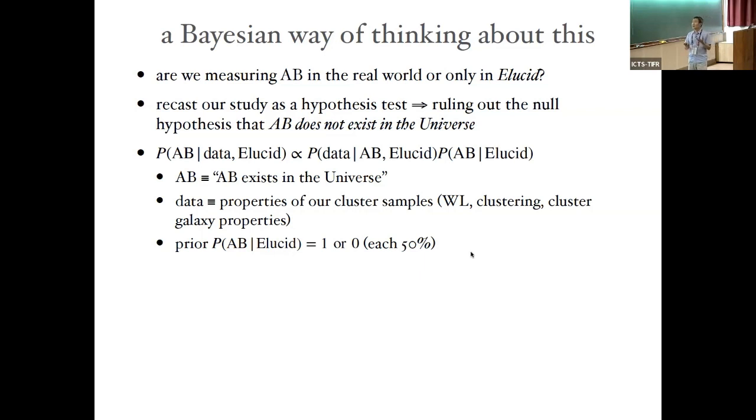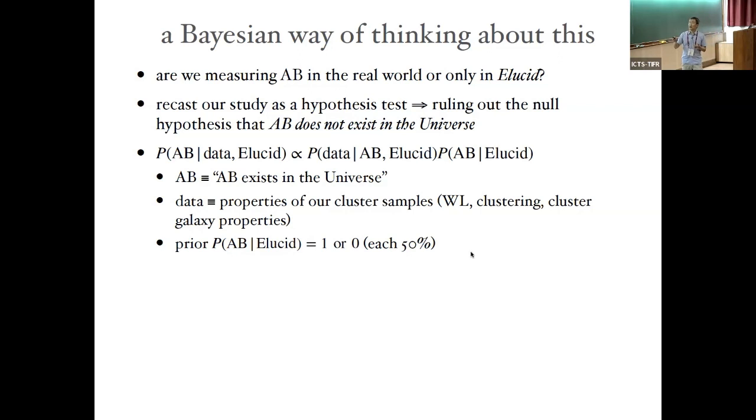In simplest terms, we can recast our study as a hypothesis test with the ultimate goal of ruling out the null hypothesis that there is no assembly bias in the universe. And write the equation: P(AB | data, eLOCIT) is proportional to P(data | AB, eLOCIT) times P(AB | eLOCIT), where AB stands for assembly bias exists in the universe, and data represents the properties of our cluster samples, including the weak lensing masses, clustering measurements, and the properties of the cluster galaxies.